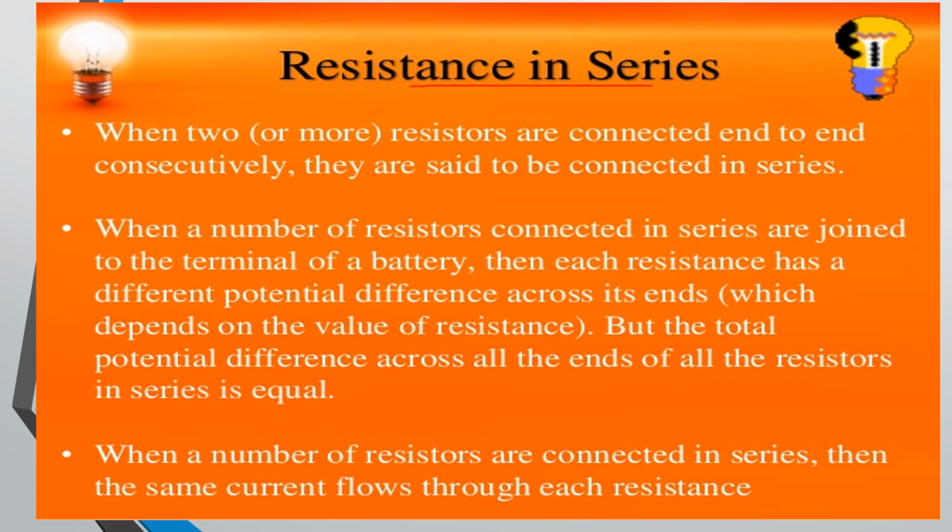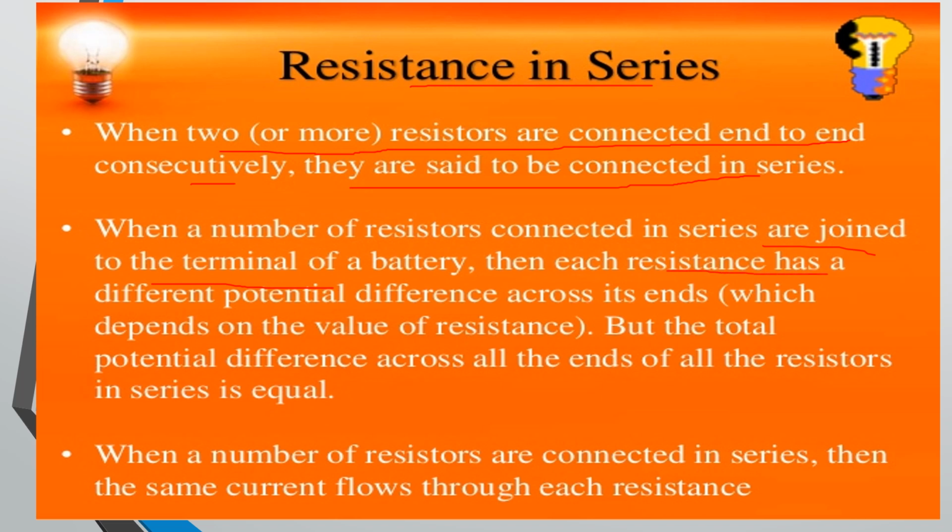Resistance in series. When two or more resistors are connected end to end consecutively, they are said to be connected in series. If I take n number of resistors, as shown in the previous slide, that is the fixed resistor I'm talking about. If I take n number, like 1, 2, 3, 4, continuously connected in series, what happens when n resistors connected in series are joined to the terminals of the battery?